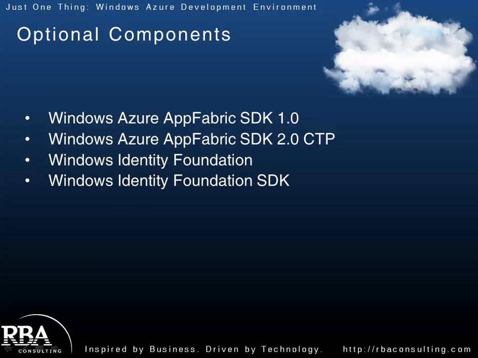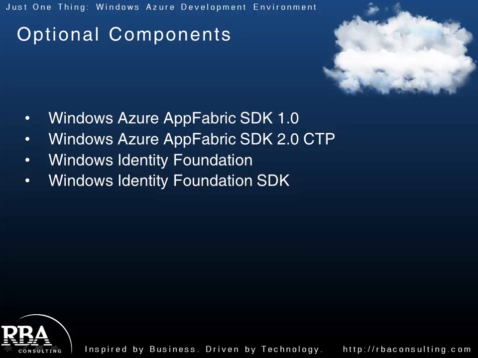If you're going to be working with Access Control Service, so securing your Azure-based resources using the Windows Azure App Fabric ACS, there's a couple of components you need on your machine. You need Windows Identity Foundation and the Windows Identity Foundation SDK. This enables you to secure apps and develop while running on your machine, so then you can deploy those components to the cloud and they'll be secure using ACS.